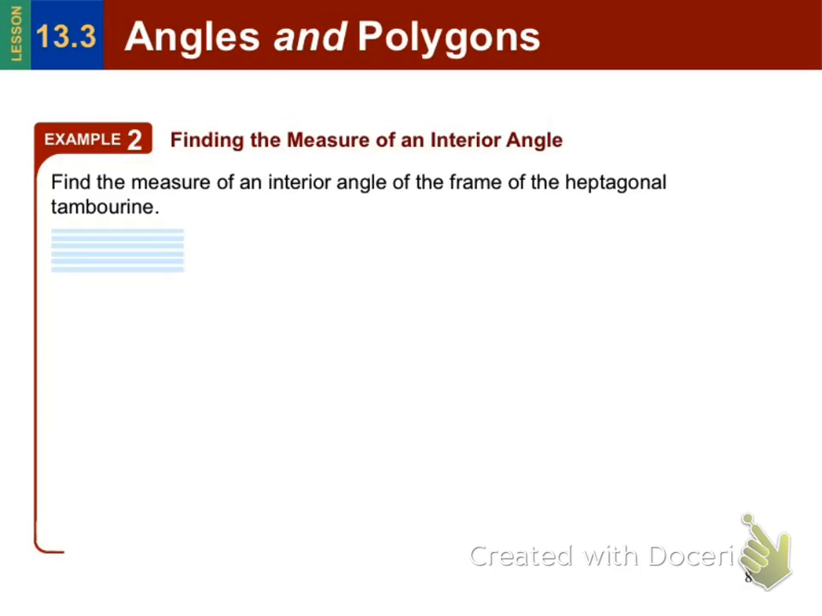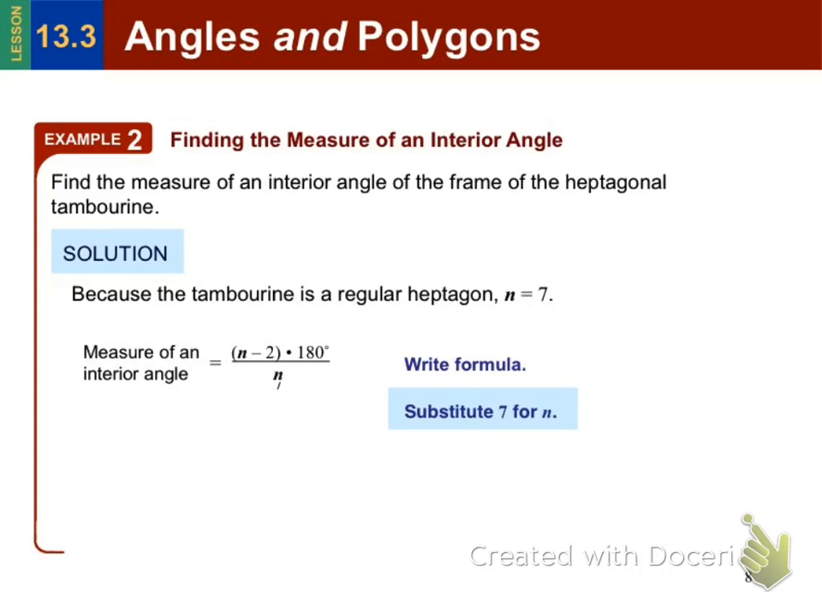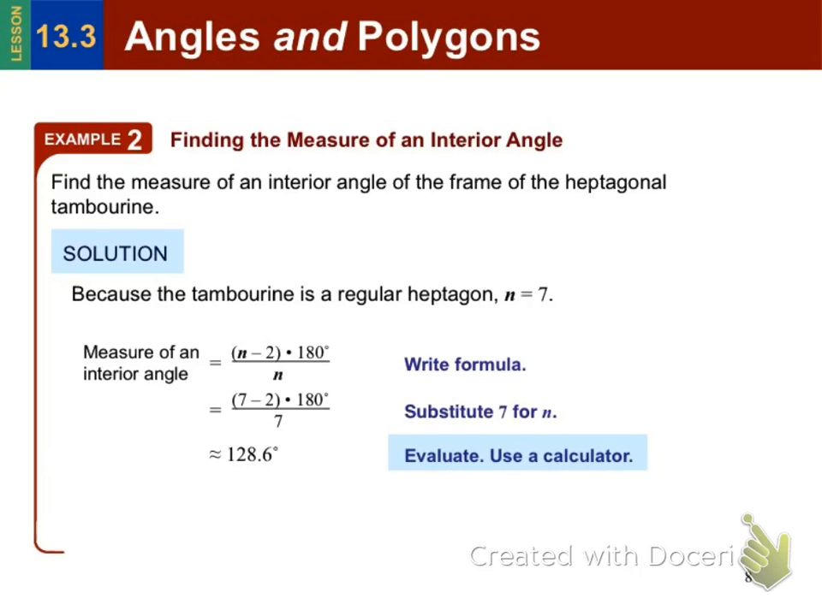Okay, we already did this example when we had the picture of the tambourine. So the number of sides is 7. There's the formula that we're going to use because it said it was a regular heptagon. And we got approximately 128.6 degrees.